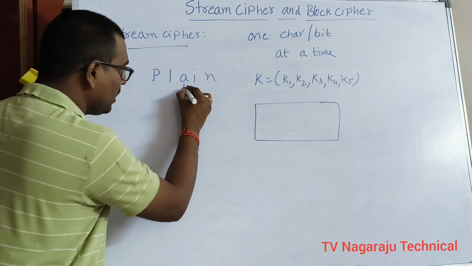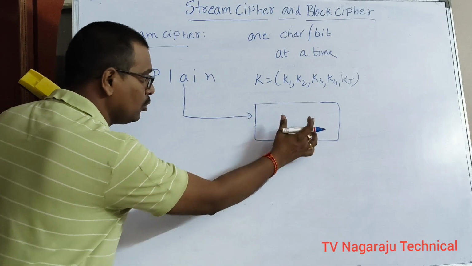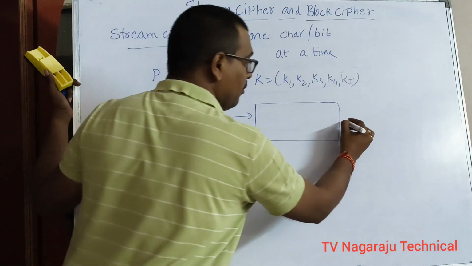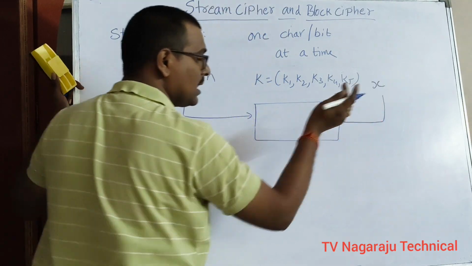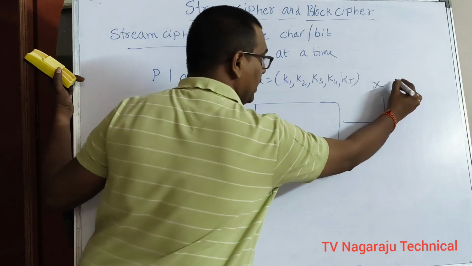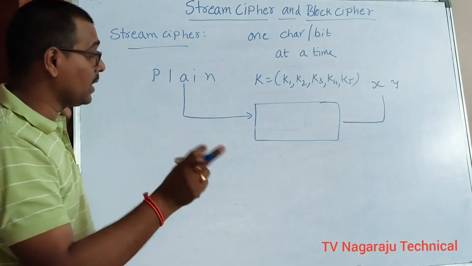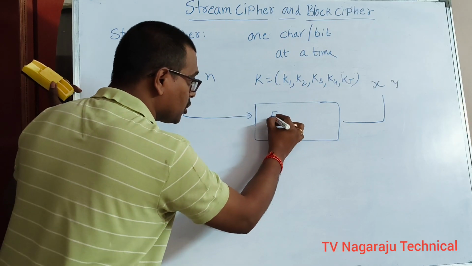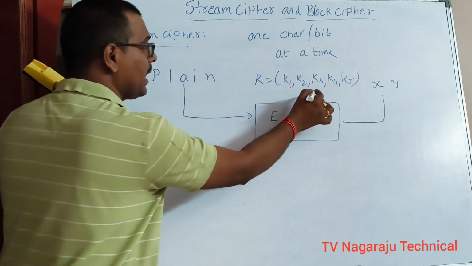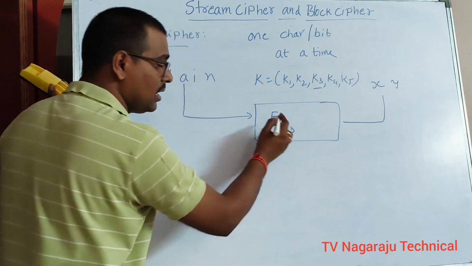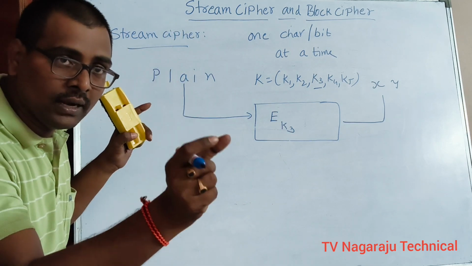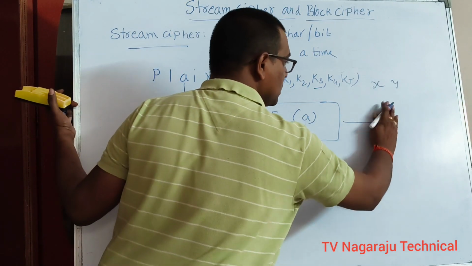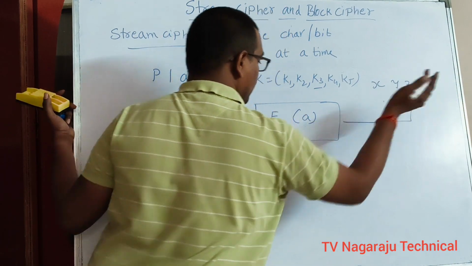For example, here the first bit, P, is fed into the encryption algorithm. Assume P is already completed, it produces an output X. Then L is completed, and it produces a cipher text Y. Now A is fed into the algorithm. Here for the third character I am using key K3. There is no restriction. For one character I am using one key. Suppose it produces some output Z, and so on.